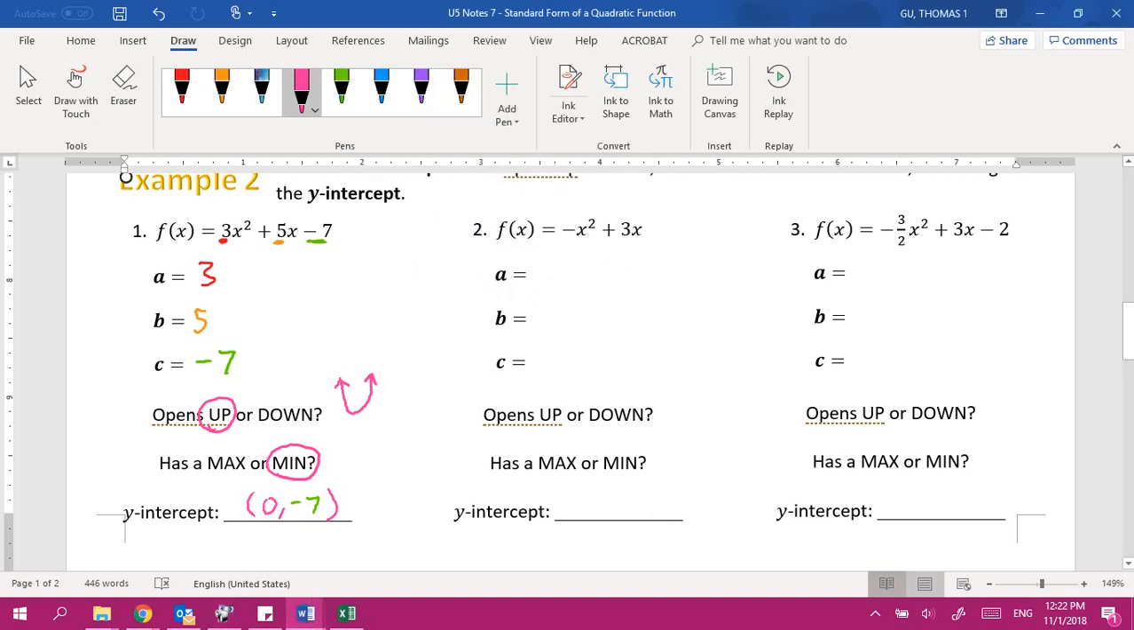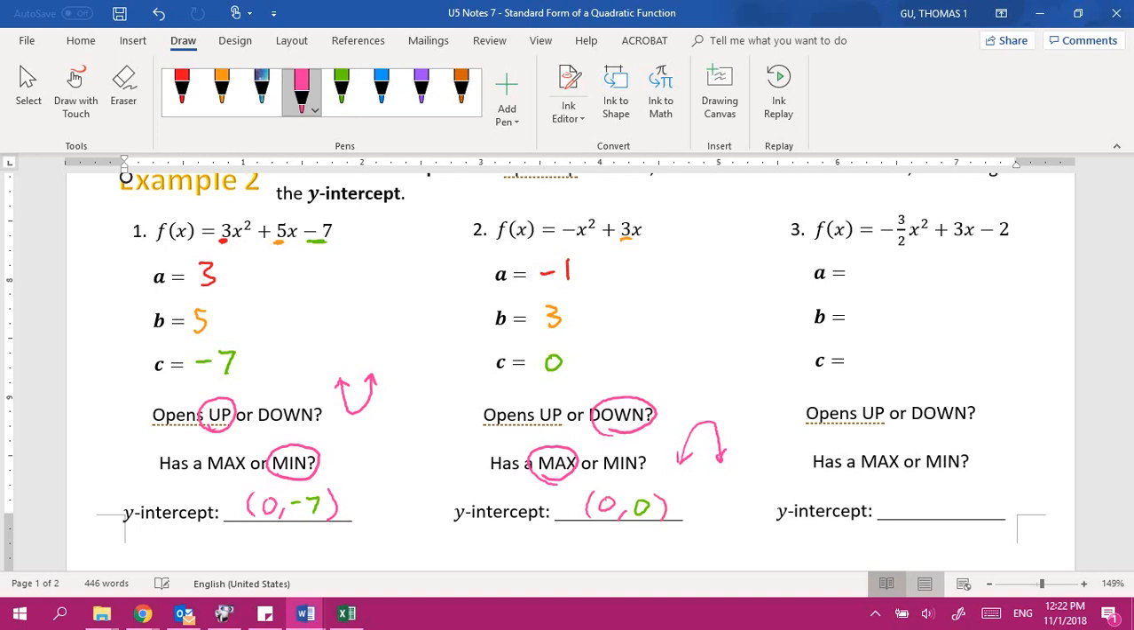All right, let's check number 2 and 3. What did you get for the A value on number 2? -1. What about the B value? 3. And the C value? 0. It's not there, but remember, it has to be a number, so you can't write none. None's not a number, so you're going to write 0. Does number 2 open up or down? Down. Why? Because it's negative. What's negative? The A, right. You have to specify which one. Does it have a max or a min? A max, because it looks like this, and there's a maximum on that. What's the y-intercept? (0, 0), right. That 0 comes from the C.